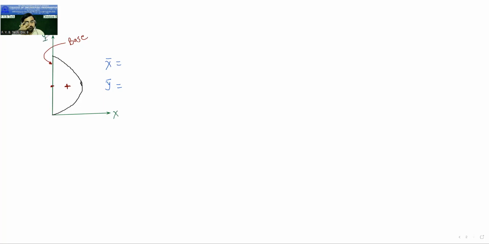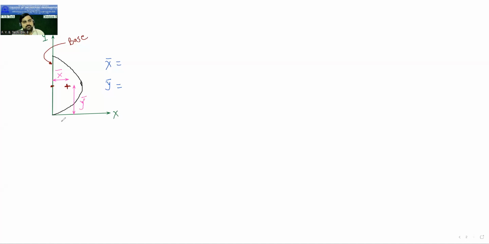This is y. So x bar means what? From which axis should we measure the distance for x bar? It should be measured from the y-axis. So the distance of the centroid from the y-axis is your x bar. And y bar is the distance of this centroid from the x-axis. So this is y bar. From the x-axis we should measure.